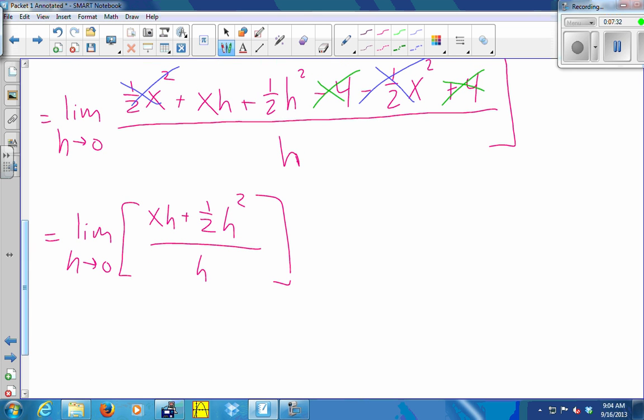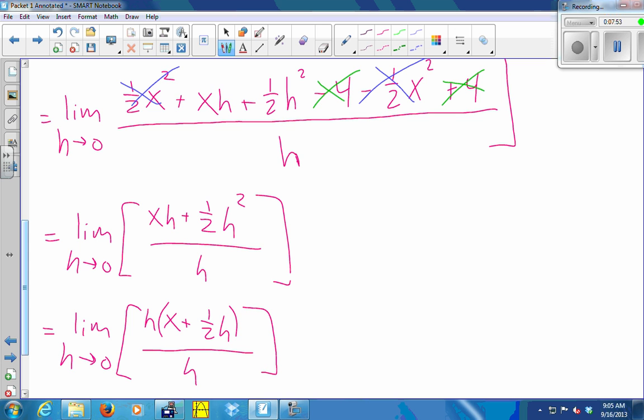I still can't plug in h equals 0 because I still get 0 over 0, but I can factor out an h from the numerator and then cancel with the denominator. So this is the limit as h approaches 0. Factor an h from the numerator, and I have x plus 1/2 h all over h. The h's cancel. Limit as h approaches 0 of x plus 1/2 h.